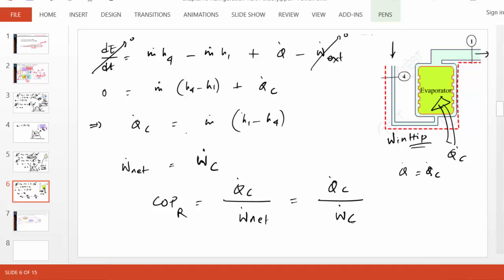So now we have developed formulas for energy transfer on each of the devices. One thing I didn't mention is that I routinely assume J and H are equal. Recall that J equals H plus KE plus PE, and we neglected the contribution of KE and PE in the entire analysis.